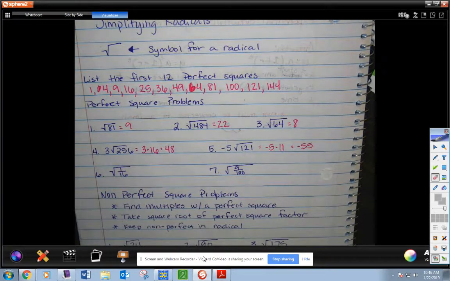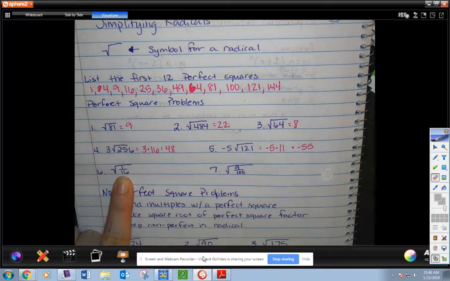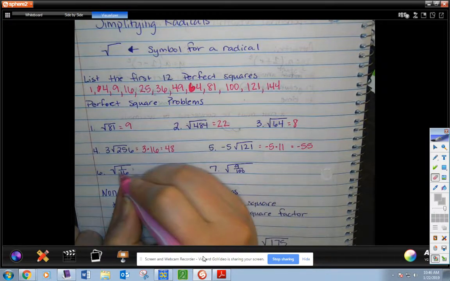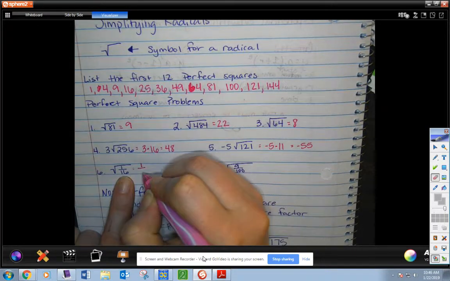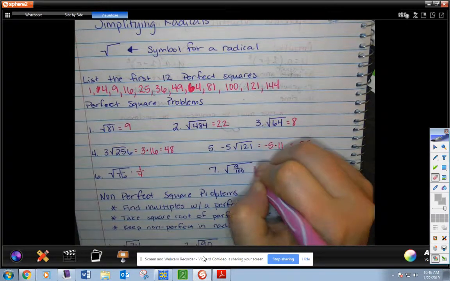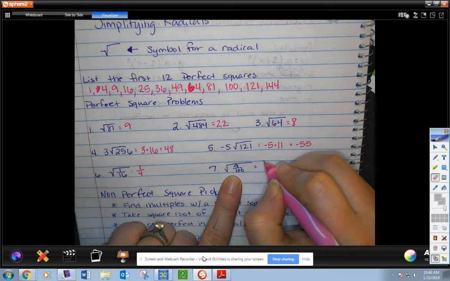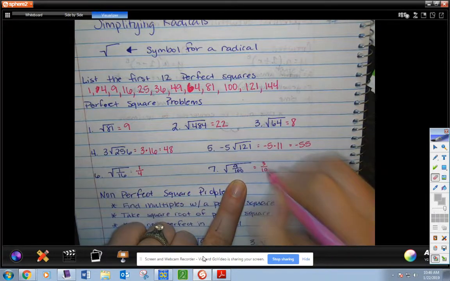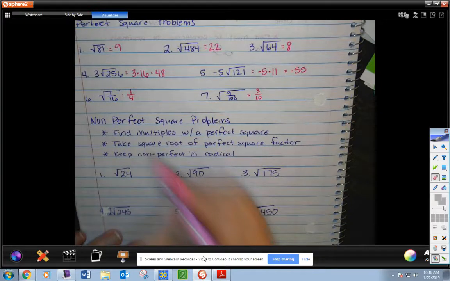Okay, moving to fractions. When you have the square root of 1/16, as long as both numbers are under the radical, you're just telling me to take the square root of 1 and the square root of 16. So the square root of 1 is 1, and the square root of 16 is 4, and you're done. When you're doing, again, another fraction, the square root of 9 over 100, the square root of 9 is 3, and the square root of 100 is 10. So you're done.